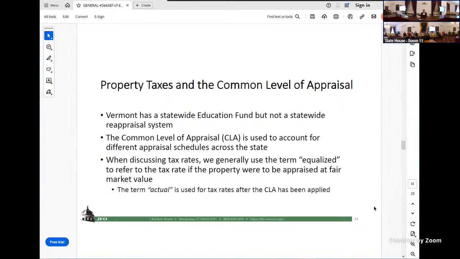I'm not going to get further into the math unless that's helpful. We do have a CLA 101 on JFO's website. But essentially when discussing tax rates, we, JFO, use the term equalized because this is referring to what the tax rate would be if everybody was at 100% of fair market value. It's a way to compare across towns regardless of when they were last appraised. The term actual is the tax rate that folks are seeing on their bills. So adjusting that tax rate to make sure folks are paying their fair share.